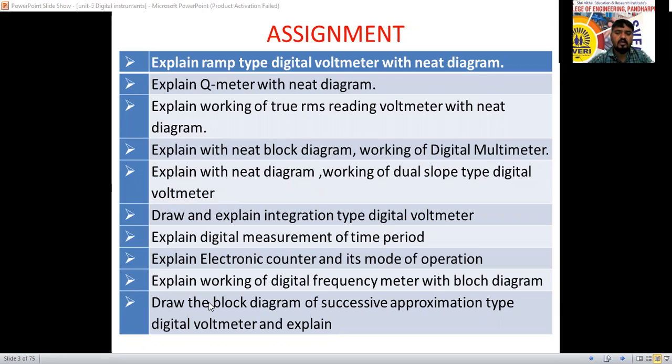Explain with neat block diagram the working of a digital multimeter. These are all there in the syllabus. Multimeter is there, and different types of digital voltmeters are there. We are going to discuss how I am going to finish the syllabus. Like that, you have to write it here.